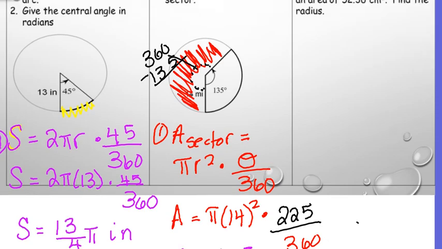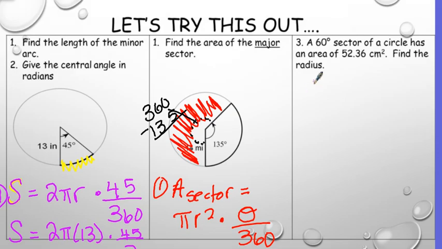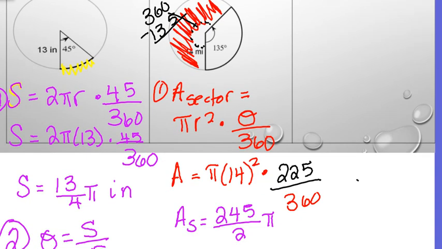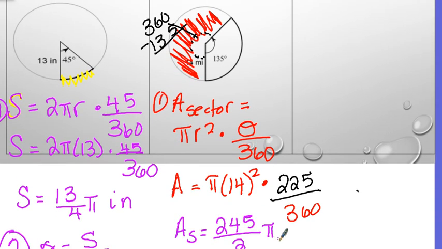Now let's go back up. Number 3 says a sector of a circle has an area of 52.36 centimeters squared. Find the radius. Let me go back to the previous problem. Since that was the area of a sector, the units needed to be miles squared. So make sure you don't forget the units like I just did.